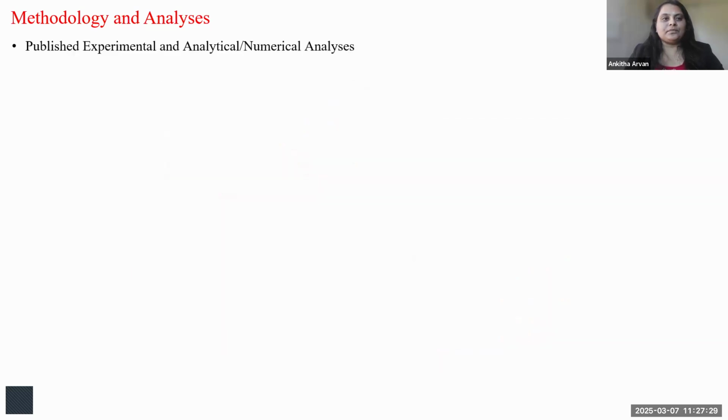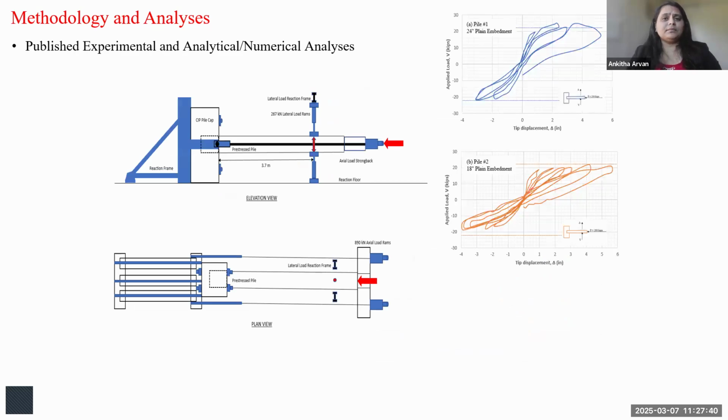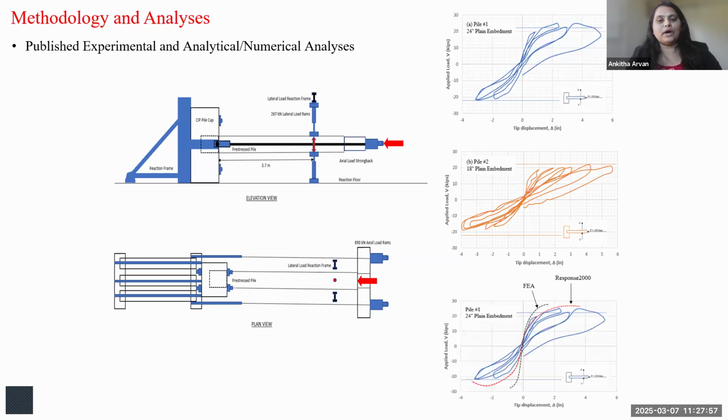After this, I reviewed the existing published experimental and analytical numerical analyses. I found some experimental analysis, and this is for the tip displacement with the applied load. As you see here, this was an axial load applied to the pile, and this shows the load and tip displacement response. This one was recreated in ANSYS for finite element approximations to see how close the response was, so that I could develop ANSYS models to analyze any problem.